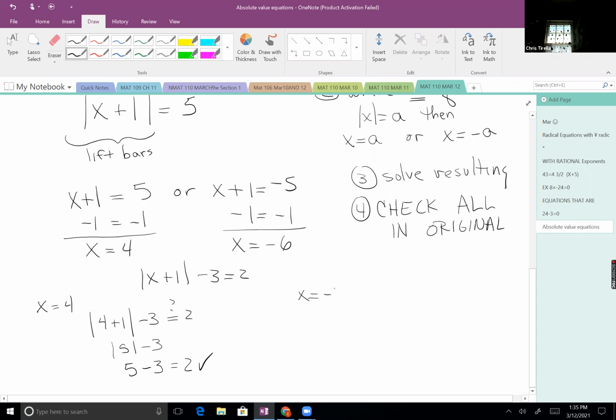And if x equals -6, the absolute value of -6 plus 1 minus 3, does that equal 2? So that's the absolute value of -5 minus 3. The absolute value of -5 is 5, minus 3 equals 2. And it also checks.